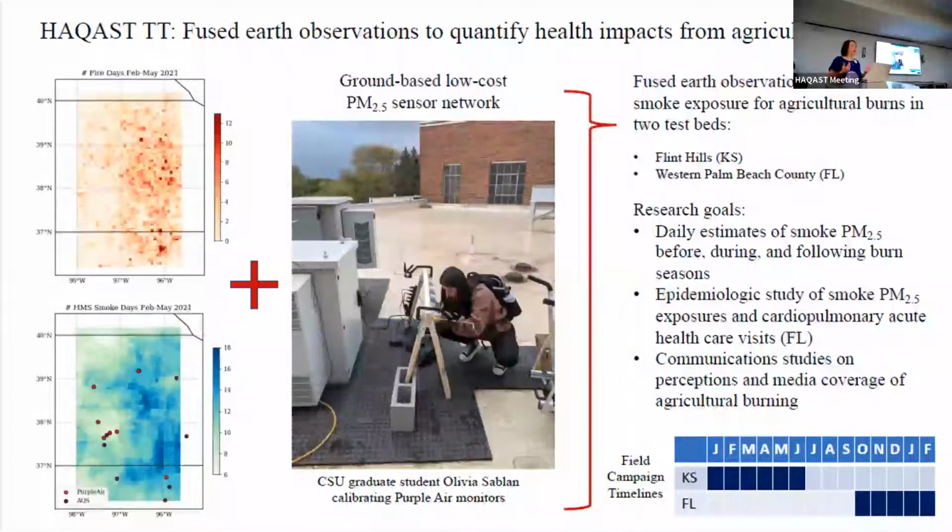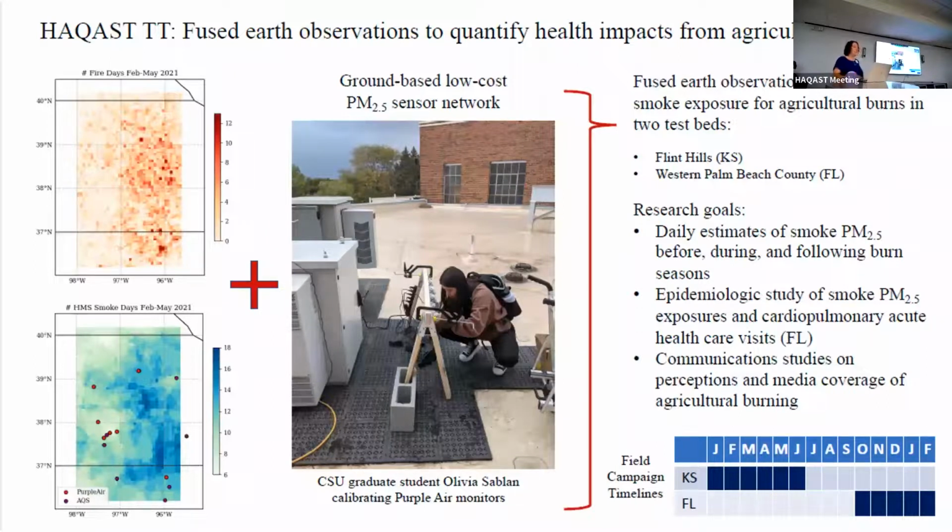As part of this HAQAST Tiger Team, what's really neat about this is that on the left-hand side you see satellite data, but it's not only satellite data, we're adding ground-based sensors. So Cheryl has a team largely made up of students and postdocs, and they have put air quality sensors out in the Flint Hills, and they're about ready to come back home. In the bottom panel, you can see the dates for both the Flint Hills and for Florida. So these are the times the PurpleAir sensors will come back. So we're about ready to collect the data and put it together with satellite data. So it's really an exciting time.